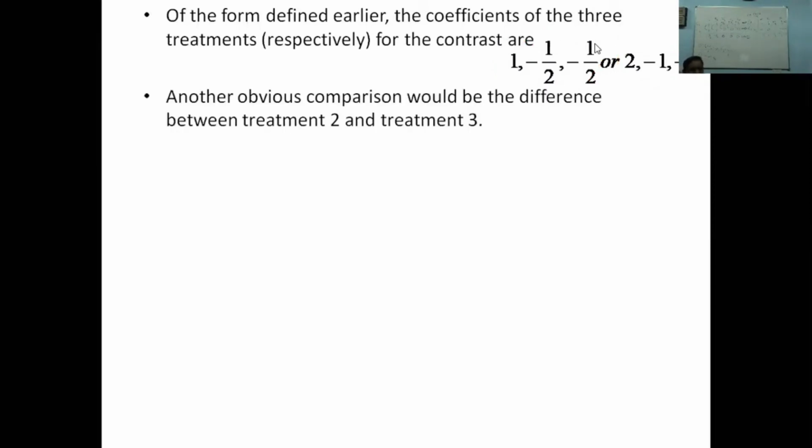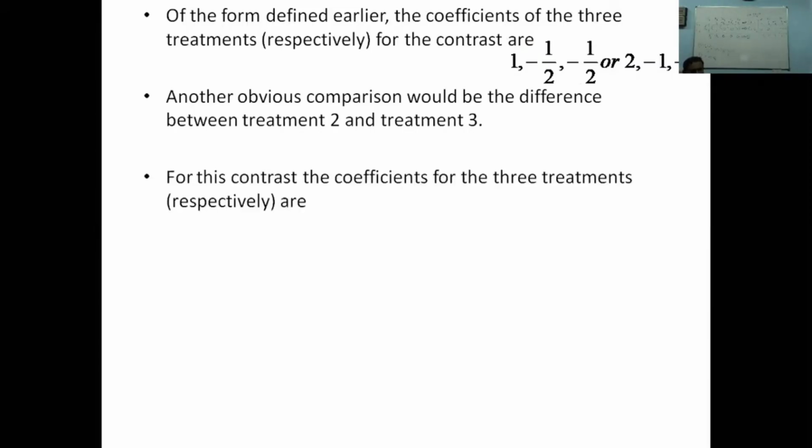Another obvious comparison in this example would be the difference between treatment 2 and treatment 3. It is the comparison between the 2 fertilizer mixtures, 2 versus 3. So we can write that 2 versus 3, where A is not involved in the comparison, so the coefficient of A becomes 0. The coefficient of B is +1. The coefficient of C, the third treatment, is -1.